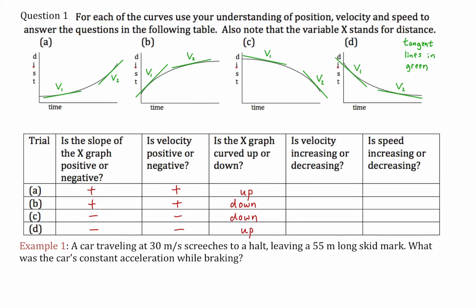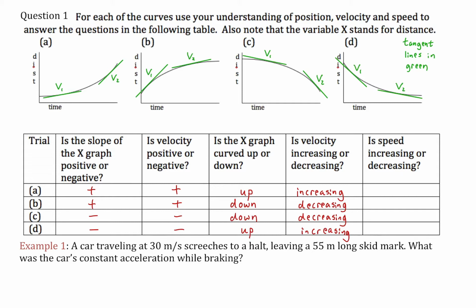Good. Now, it turns out that curvature is acceleration. If you look at a graph like this, the curvature represents the sign of acceleration. So anytime you have positive curvature, you have positive acceleration. That would be like A. Anytime you have negative, downward curvature, you have negative acceleration. Interesting, right?